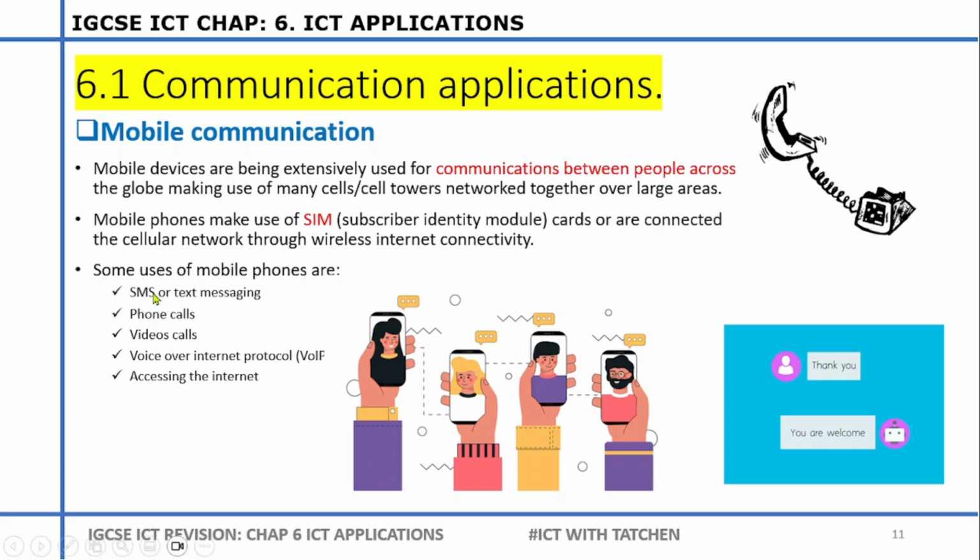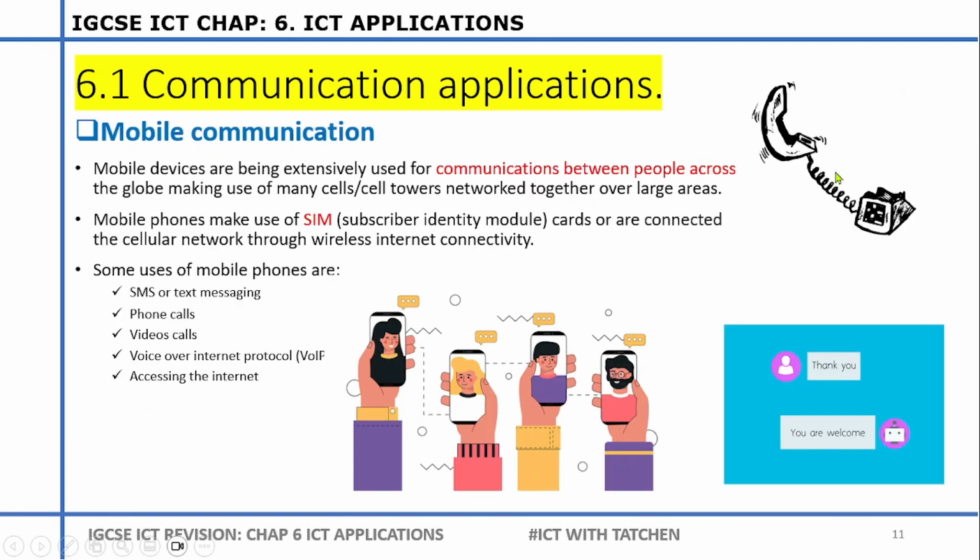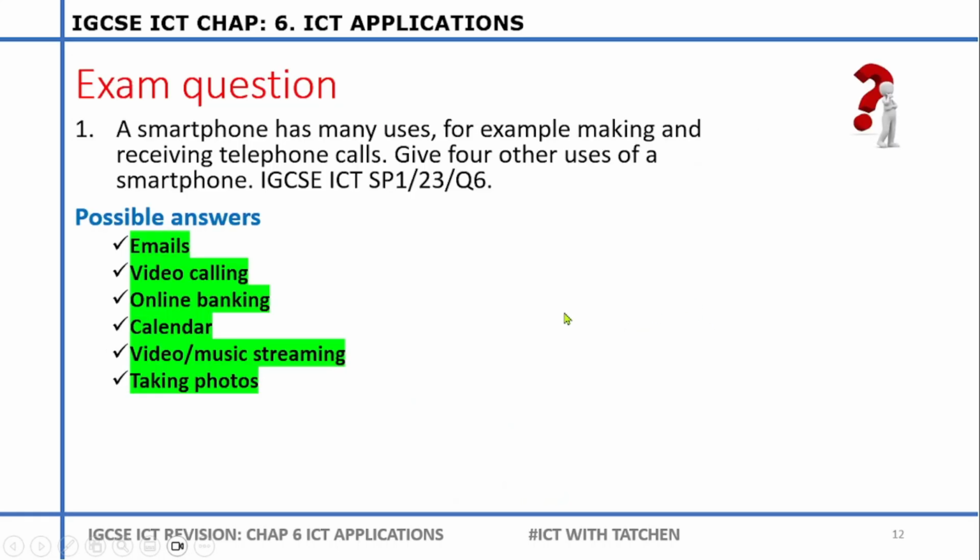But there are a lot of uses, and these are not even all of them. You have SMS, texting, phone calls, video, voice over internet protocol, accessing the internet, sending emails, video streaming. Those are all uses of a mobile phone. Here we've transitioned from one to the other, texting with friends, video calling. Yeah, that's pretty good.